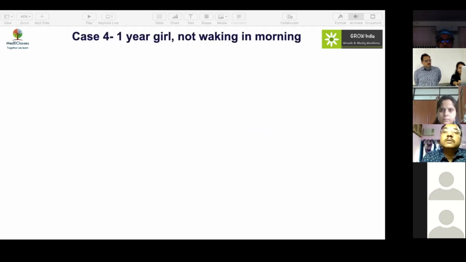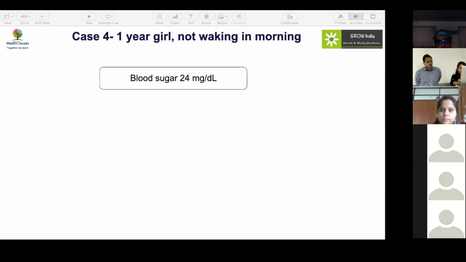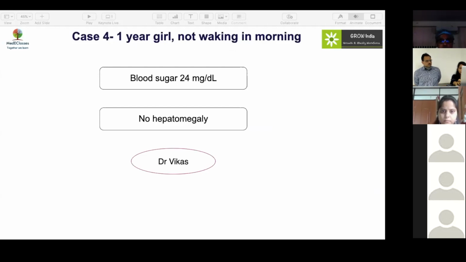So a 1-year-old girl was brought by the parents because the girl is not waking in the morning, and at the time of presentation blood sugar was 24 and there was no hepatomegaly on examination. So Dr. Vikas, what is your thought on this, sir?